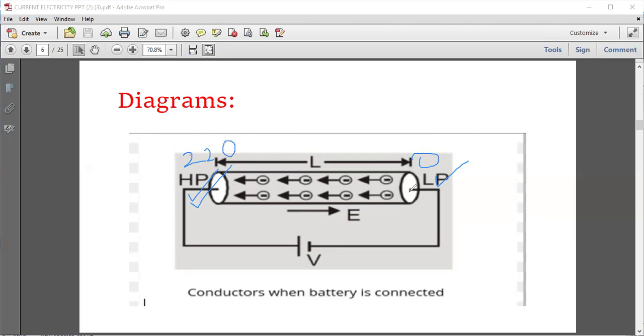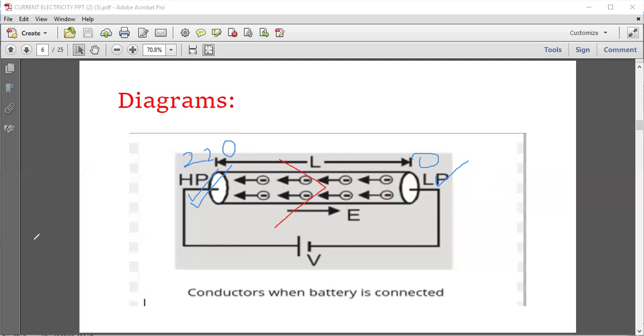Then what will happen? All the free electron will start moving from low potential to high potential. Their motion will be in one direction, and when their motion will be in one direction, what will be? A current will be produced. A net current will be produced in this conductor. इस कंडक्टर में क्या हो जाएगी? एक करंट प्रोड्यूस होगी. उस करंट की डायरेक्शन क्या होगी? You can see here. Direction of that current will be, I am showing you. It is opposite to the motion of free electrons. Free electrons जिधर जा रहे हैं उसके opposite.